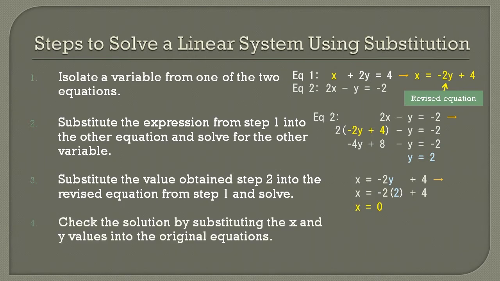Step 4. Check the solution by substituting the x and y values into the original equations. Here's my check. Where x goes, I'm going to replace that with the value of 0, and where y goes, I'm going to replace that with the value of 2 and simplify the equation to see if it makes a true statement. In this first equation, 0 plus 2 times 2, which is 4, gives me 4, so it works. In the second equation, 2 times 0 is 0, 0 minus 2 is negative 2, and it works in the second equation. Therefore, my solution to this system of equations using substitution is x equals 0, y equals 2.